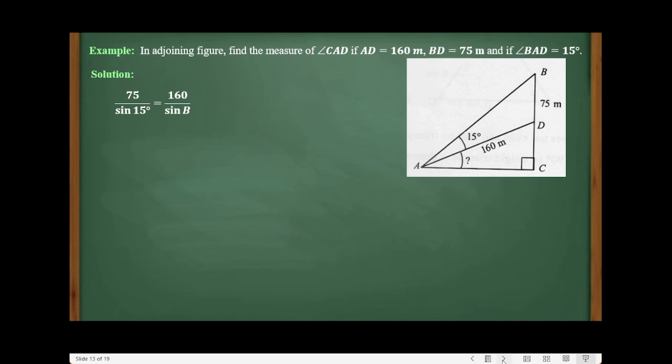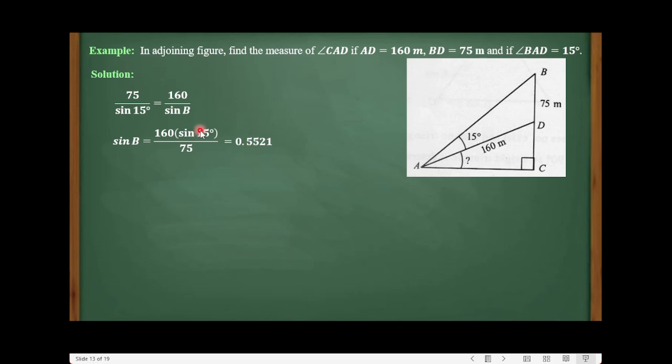Solution. Okay. So we make use of the law of sines. 75 meters divided by sine of 15 degrees is equal to what? 160 meters over sine of B. Okay. So in this proportion or law of sines, we can solve for angle B by transforming this equation, solving for sine of B, and this is the transformed equation.